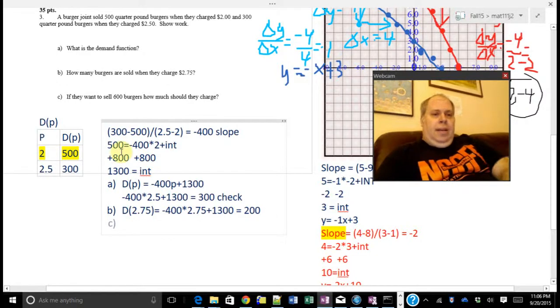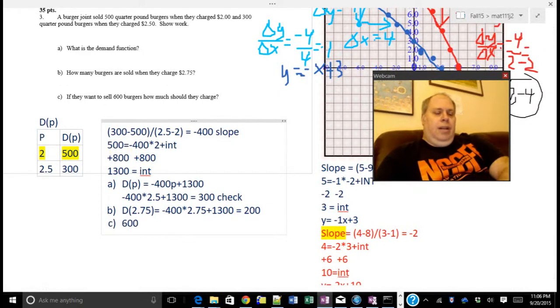Now part C. Now we have a quantity, 600. So that's what the demand is. We want to find the price. So P is our variable, negative 400 P plus 1300. Now we got to solve for P.